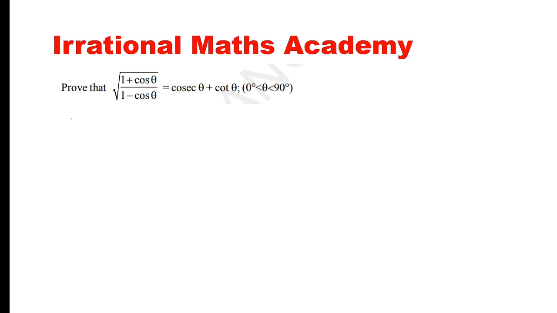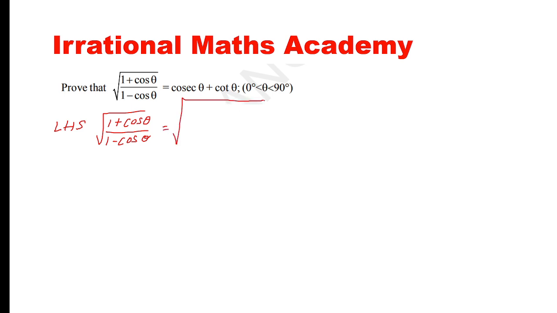In this video, we'll be solving proofs of trigonometry. Let's start. What is the proof they give? Under root of (1 plus cos theta) by (1 minus cos theta) equal to cosecant theta plus cot theta. Let us take the LHS part. Here, we'll take LHS as under root of (1 plus cos theta) upon (1 minus cos theta).